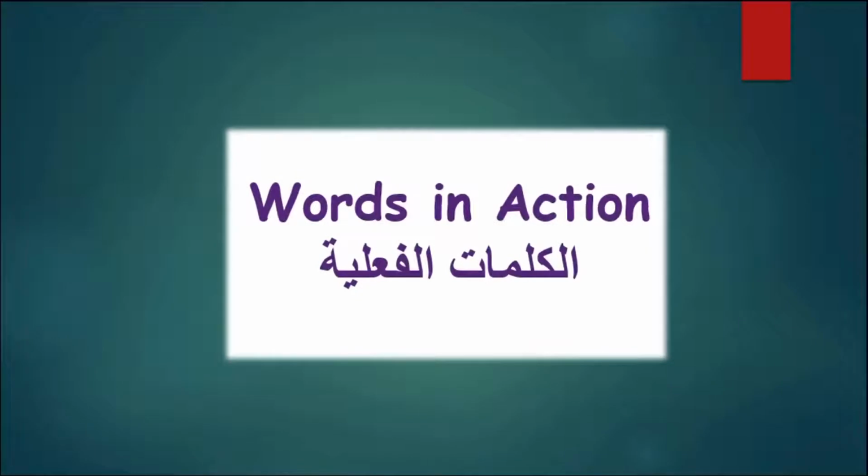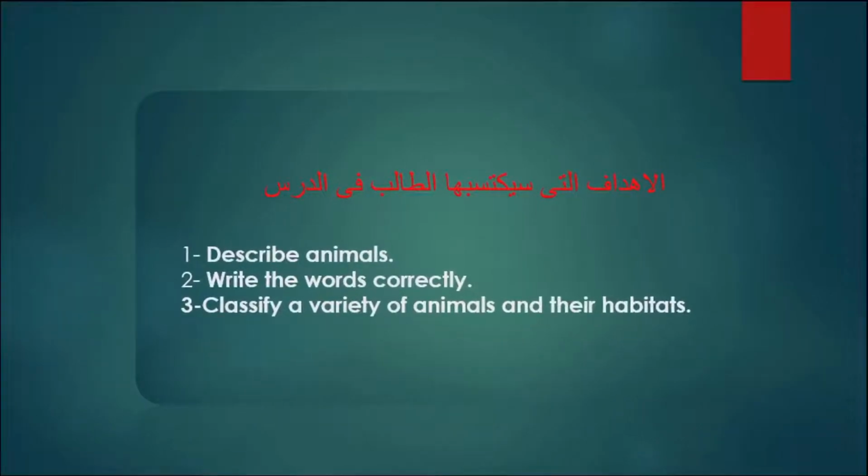Okay, let's move to the third lesson, which is words in action. Here guys, there are also three main skills that we need to learn. The first skill is to describe animals، نصف الحيوانات. Write the words correctly، وإن احنا نكتب الكلمات بطريقة صحيحة. And the last one is to classify a variety of animals and their habitats.